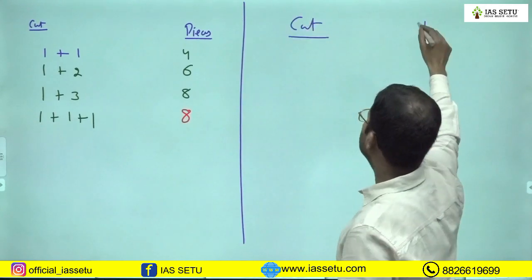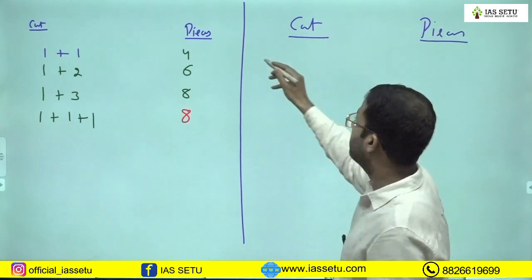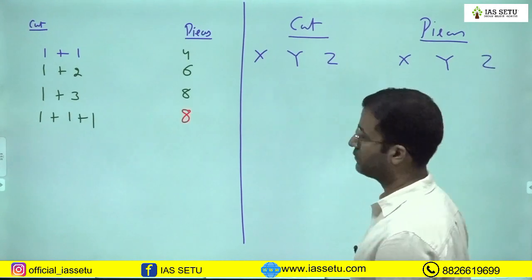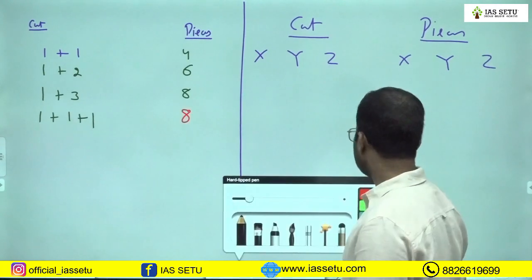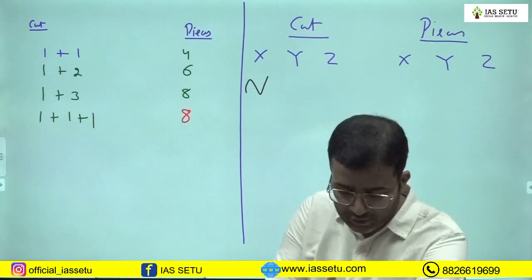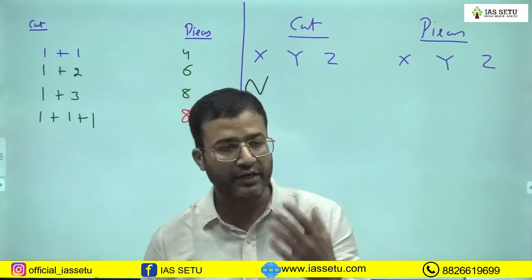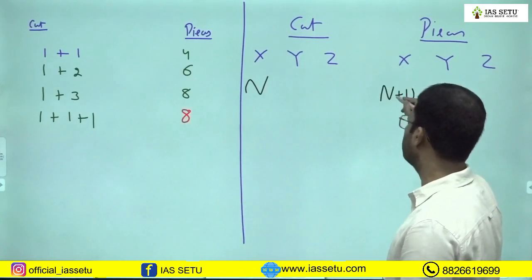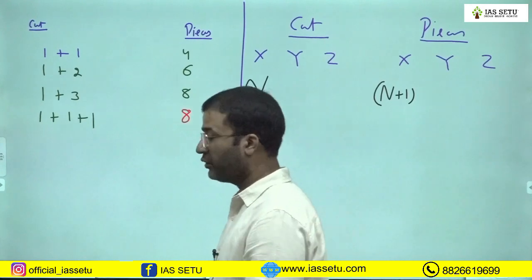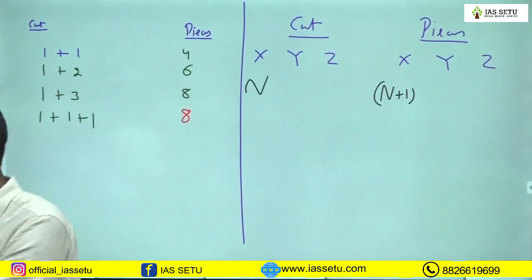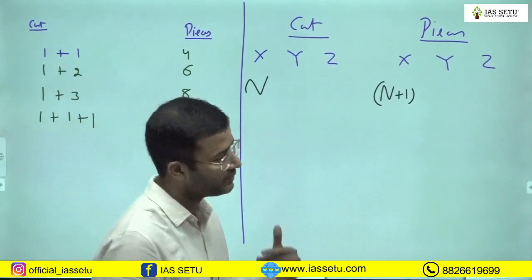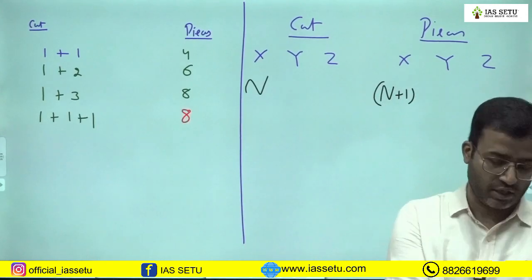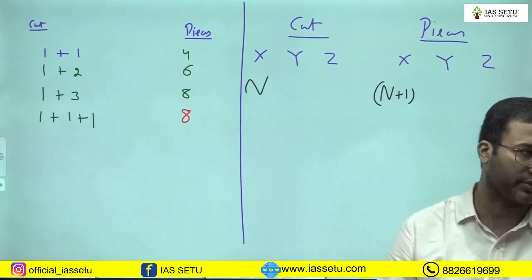Cut pieces. We have 3 axes, x, y, z. The pattern is, if you make n cuts on x axis, on any of the axes, we get n plus 1 pieces along that axis. This is the rule. From cut to pieces we always add 1. A cut always makes one extra piece. 1 cut 2 pieces, 2 cuts 3 pieces on one axis. If you make 10 cuts, you get 11 pieces.